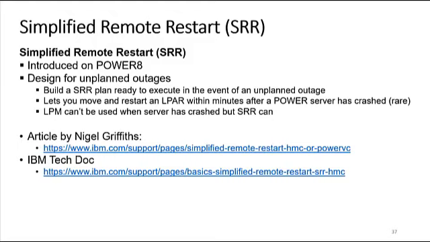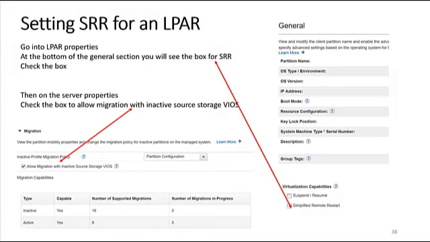So I've got an article here by Nigel and also a link to the IBM Tech doc that talks about this. So how do you set it? In your LPAR properties, there's a simplified remote restart box, and there's also an allow migration with inactive source storage VIOS box. Both of those need to be checked. They're free, they cost you nothing, so it makes sense to me for you to use them.